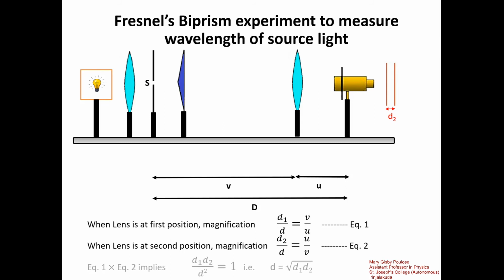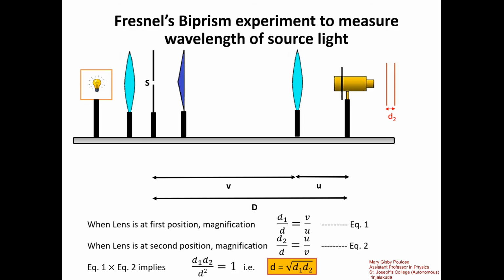Now, multiplying these two equations, what happens? We get d1 d2 by d square is equal to 1. Great. So here we can derive the relation for small d as square root of d1 d2. This equation is of importance. In this experiment, we can measure d1 and d2, right? So taking the square root of d1 into d2, we will get the value for small d.